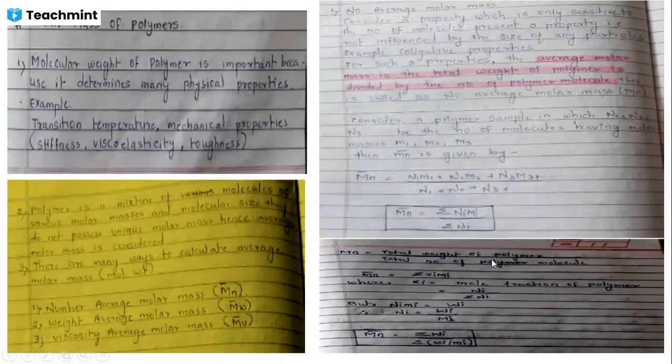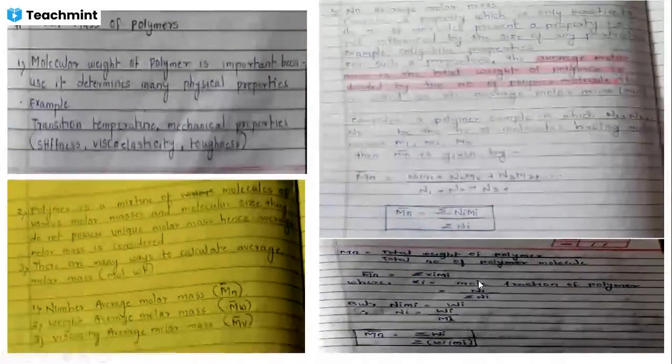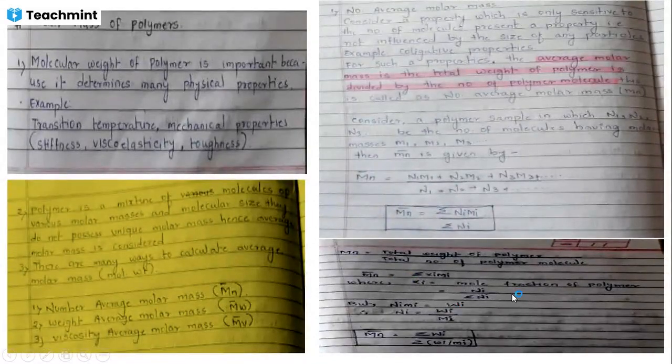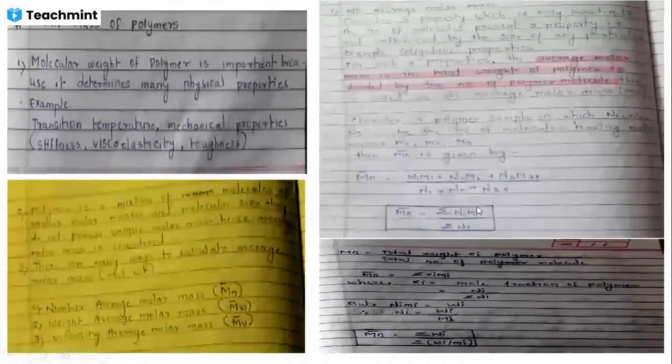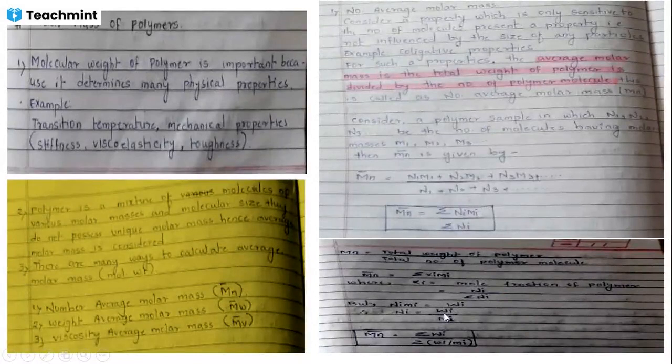Therefore, Mn bar is equal to the total weight of the polymer divided by the total number of polymer molecules. Mn bar is equal to summation Xi Mi, where Xi is the mole fraction of the molecule, which is denoted by the symbol Ni upon summation Ni. But Ni is equal to Wi, that I already said weight here. And that's why Ni is equal to Wi upon Mi. You can substitute in this formula.